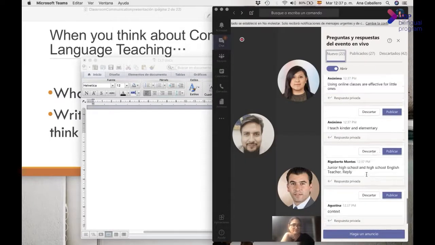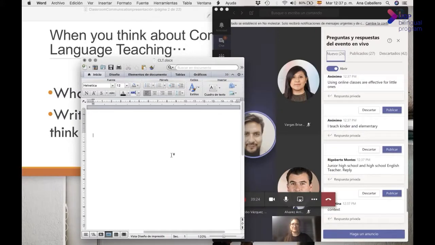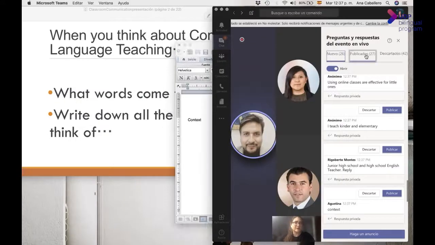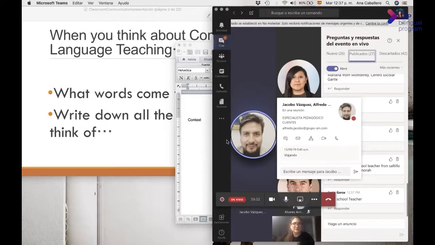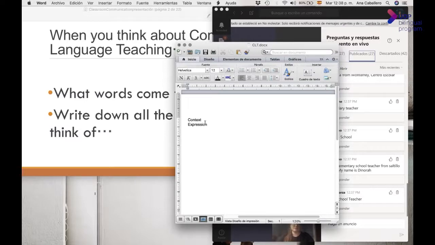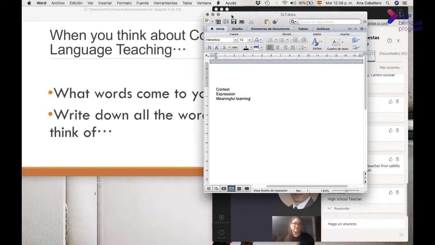Once again, Anna, I'm going to have you reading the messages because the chat, it's kind of private. Arthur says that he thinks on expression. We have Agustina, meaningful learning. We have an anonymous using online classes are effective for little ones. We have another idea, context. We have also an idea about communication. Anonymous says is a nice option to work. Learning from experience.